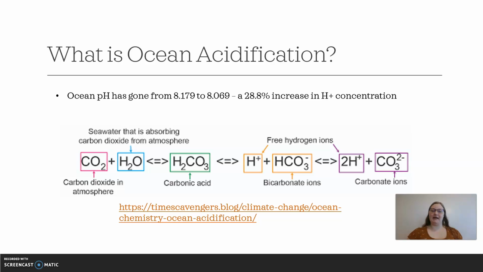Now, here is the mechanism for how it goes. So you have the carbon dioxide in the atmosphere mixing with seawater, and this results in carbonic acid. From there, some of the protons can dissociate, and it can become free hydrogen ions and bicarbonate, or it can also go all the way down, dissociate with both of them, and become a carbonate ion.